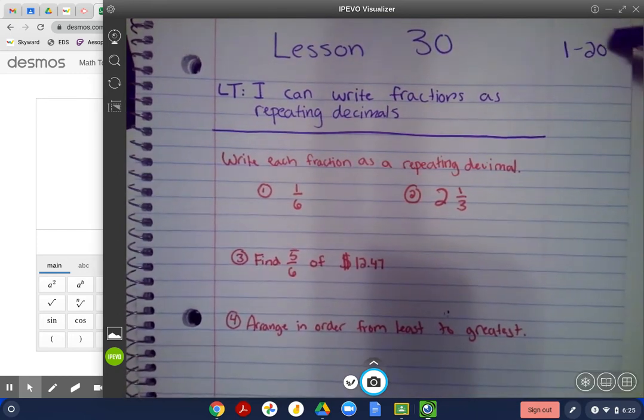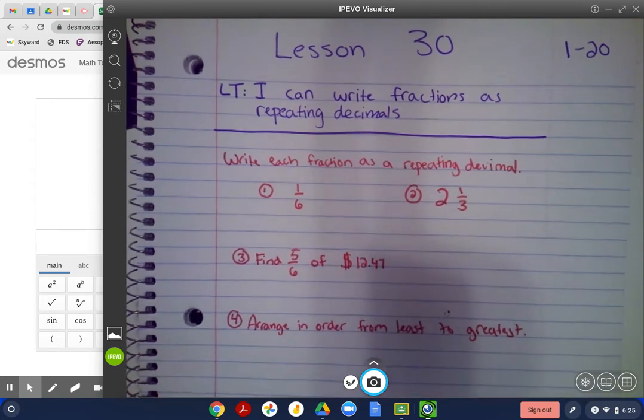Gonna always be doing problems 1 through 20, just like normal. Our learning target: I can write fractions as repeating decimals. Definitely going to be using a calculator for this one, so just go ahead and make sure you have that. I'll attach that to the assignment for the lesson. Make sure you are using that, not a problem.